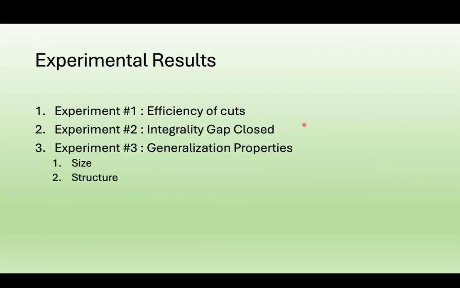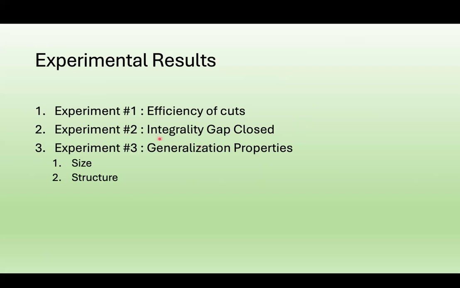Moving on to the experimental results. The experimental results were analyzed for three aspects. First is the efficiency of cuts, meaning how many cuts were required to reach an optimal solution. So the lesser the number of cuts, the better the technique. And this analysis was done for very small sized IPs where they were able to reach the optimal solution in a small number of cuts.